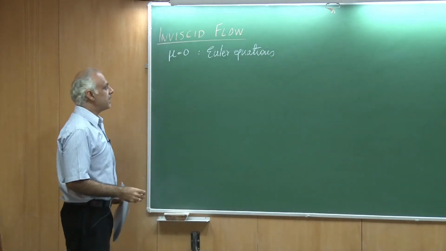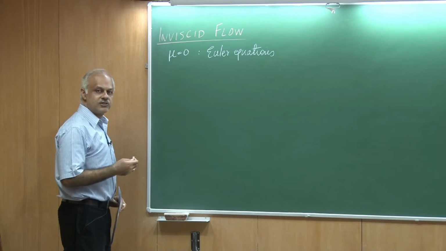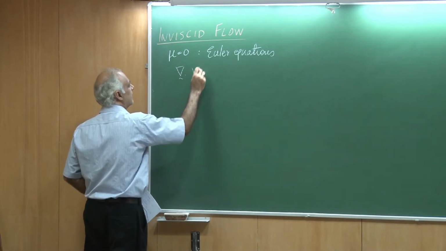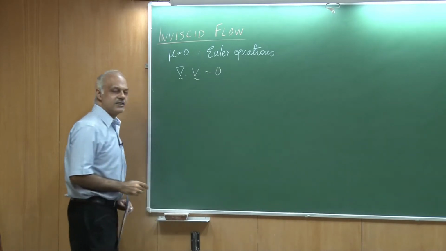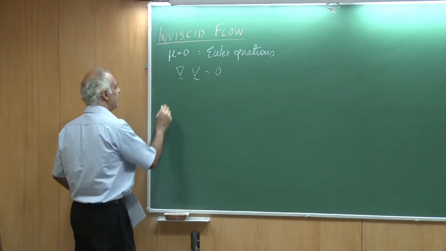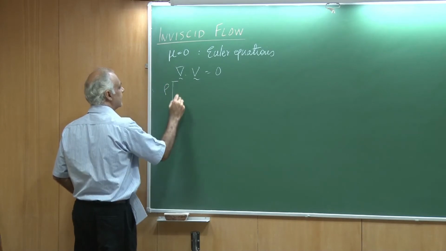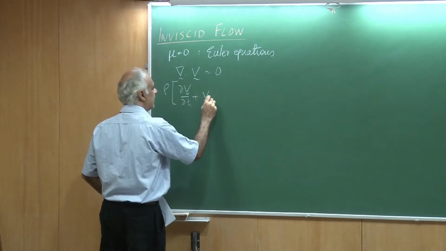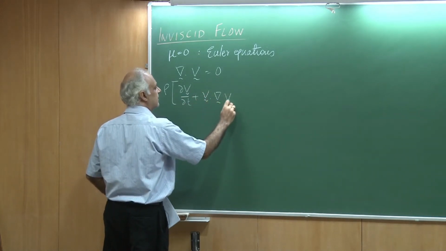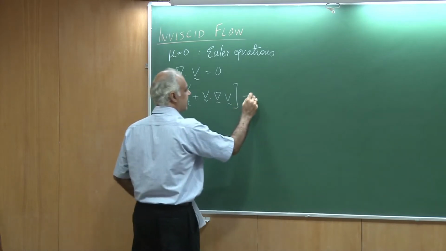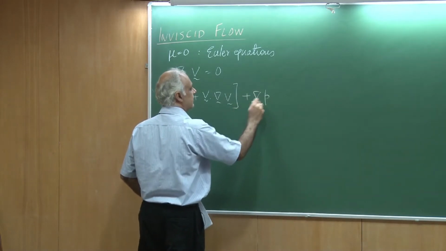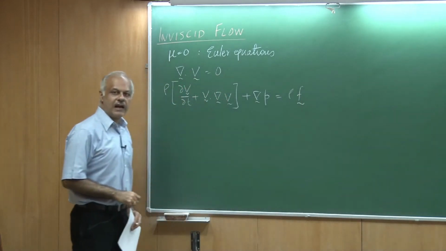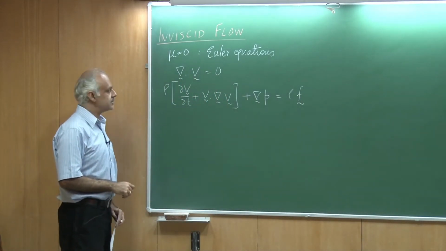Just to refresh your memory, these are again two sets of equations: the mass balance, wherein divergence of velocity field is 0, and then we had the momentum equation, where we have the unsteady term, then the convective acceleration, and then the pressure gradient, and this now is equal to the body force, because we do not have to worry about the viscous term.